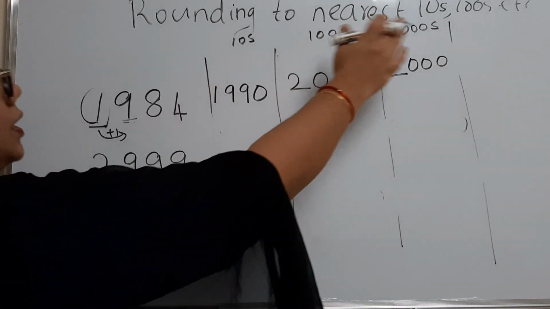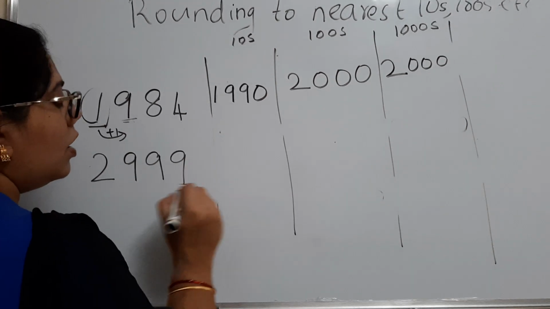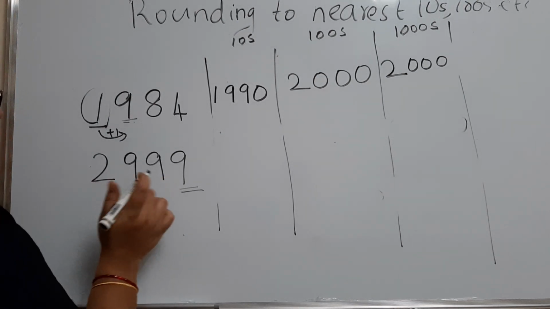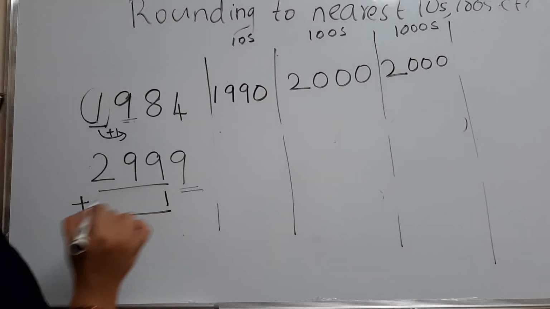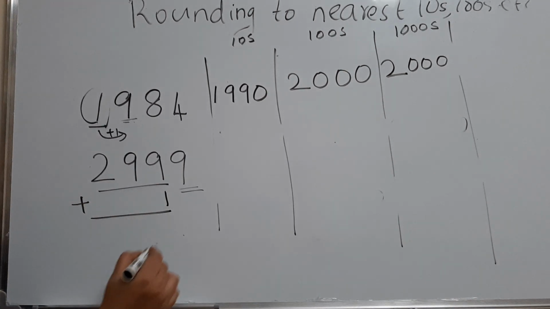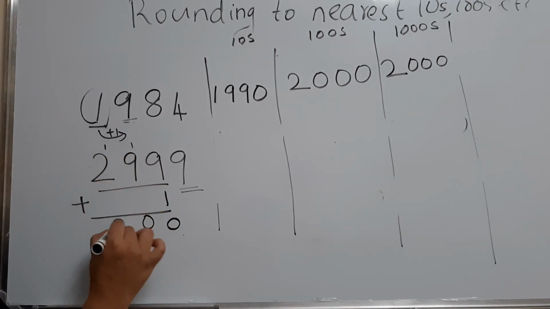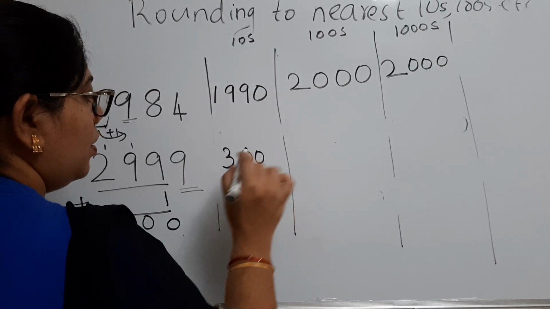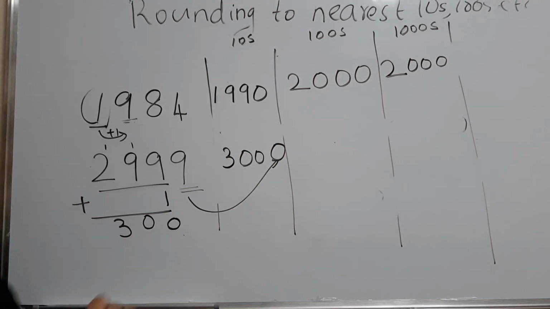Now rounding to nearest tens for 2999. So here check the ones place. Since it is greater than 5, 299 plus 1 you want to do. What is 299 plus 1? 9 plus 1, 10. 1 plus 9, 10. 1 plus 2, 3. So our answer is 300. Followed by this 9 will be converting to 0, right? So our answer is 3000.